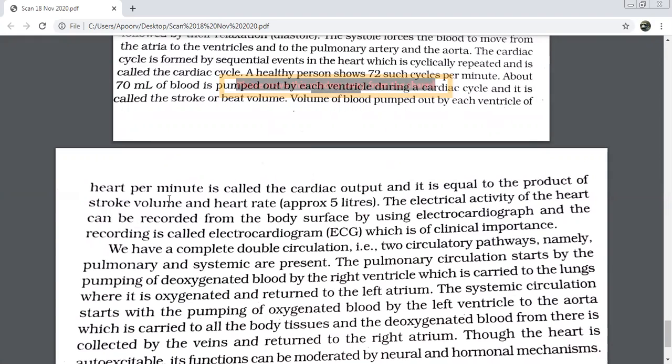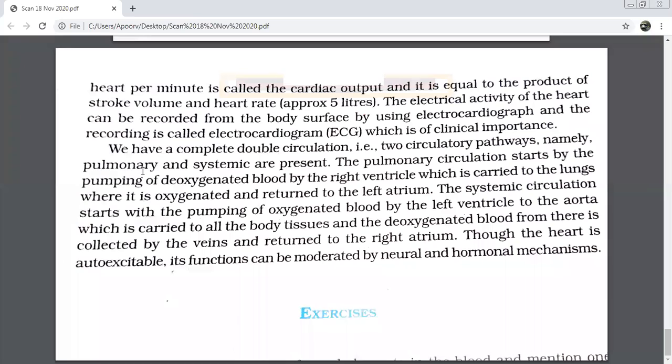Yes. This circulation starts by the pumping of deoxygenated blood by the right ventricle. Which circulation? Pulmonary circulation. And this circulation starts with the pumping of oxygenated blood by the left ventricle to the aorta. Systemic circulation. Don't get confused in this.